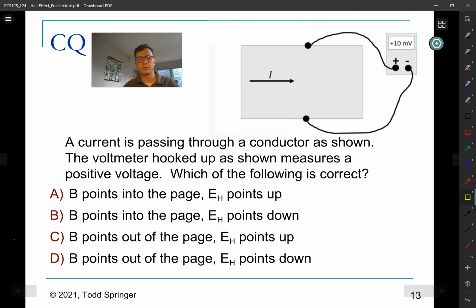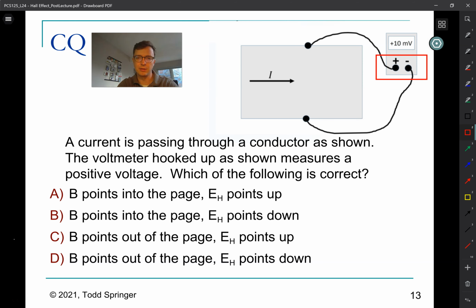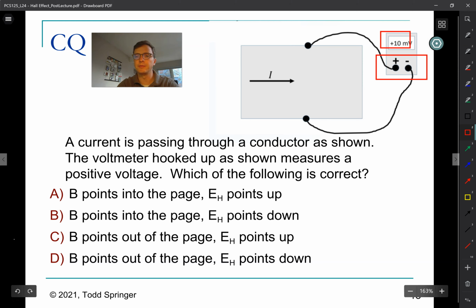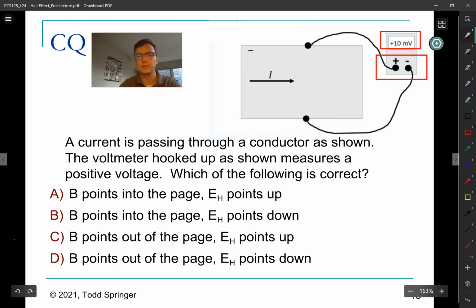So hopefully you have chosen one of these answers. Okay, the answer to this one, take it one at a time. I think the easiest one is maybe the Hall electric field. Notice that the way that this voltmeter is hooked up, the plus is to the top and the minus is to the bottom, and it's reading a positive voltage. So what that means is that the top surface, the thing connected to the plus, is 10 millivolts higher than the bottom surface. That means the top surface is positive, positive on the top and negative on the bottom.